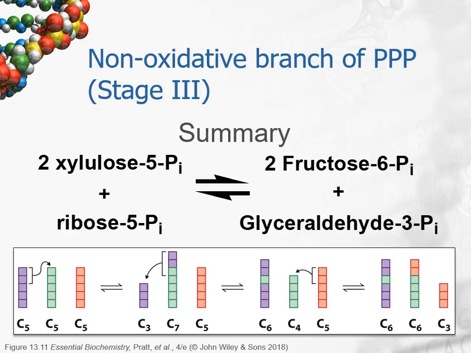So in summary, for stage 3, we started out with 2 molecules of xylulose 5-phosphate and 1 molecule of ribose 5-phosphate. Remember that these were the products of stage 2 of the non-oxidative branch of the pentose phosphate pathway. And what we've done in stage 3 is to carry out 3 carbon shuffling reactions, diagrammed down here, to obtain 2 molecules of fructose 6-phosphate and 1 molecule of glyceraldehyde 3-phosphate.